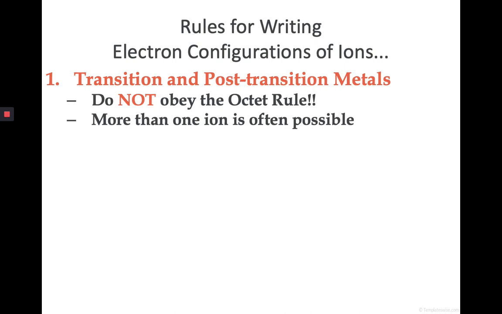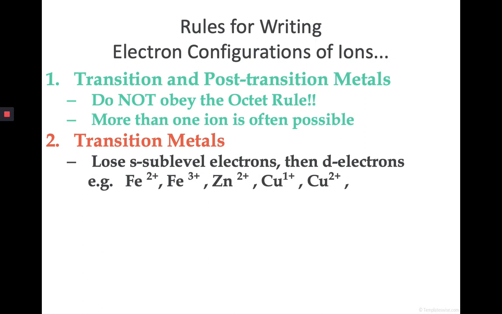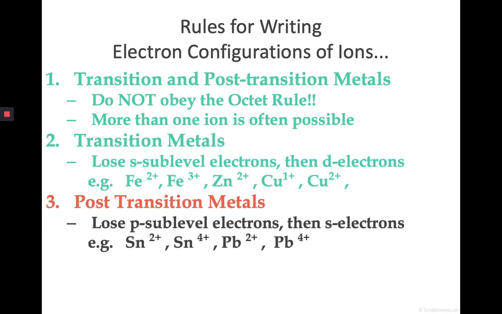So for example, Fe or iron can form Fe2+ and Fe3+. What happens there is transition metals lose their S sublevel electrons before their D electrons, or the electrons in the D block. So that's why we have the following charges or ions: Fe2+, Fe3+, and so zinc, copper, and copper 2+. Now for post-transition metals, meaning those metals that may be falling under the P block but are still considered to be metals, for example, tin and lead, they lose their P sublevel electrons, then their S electrons.